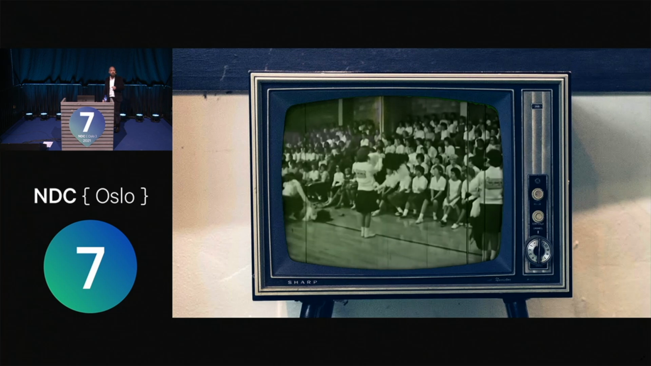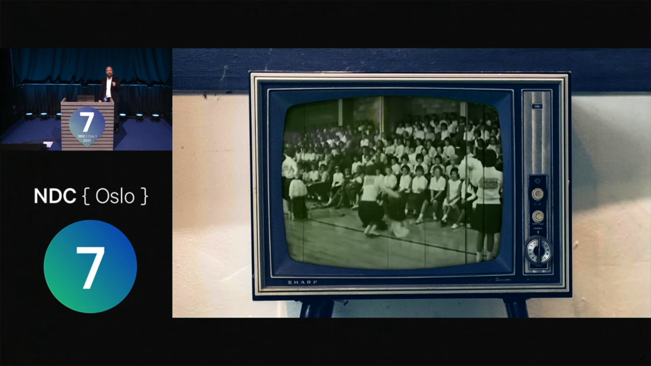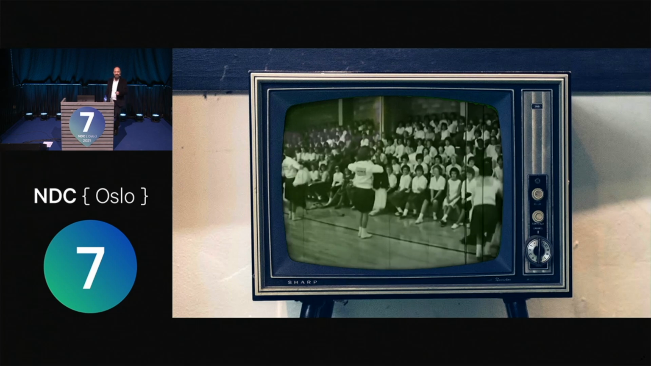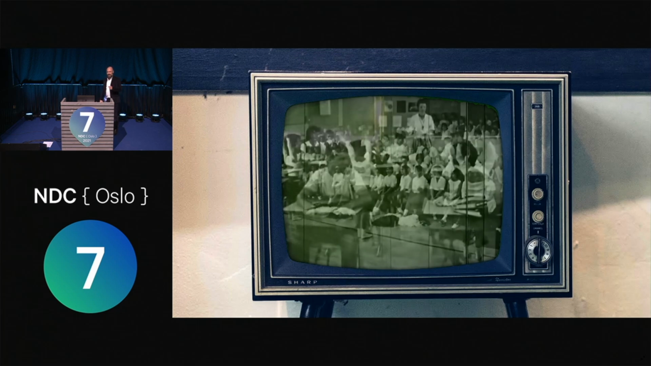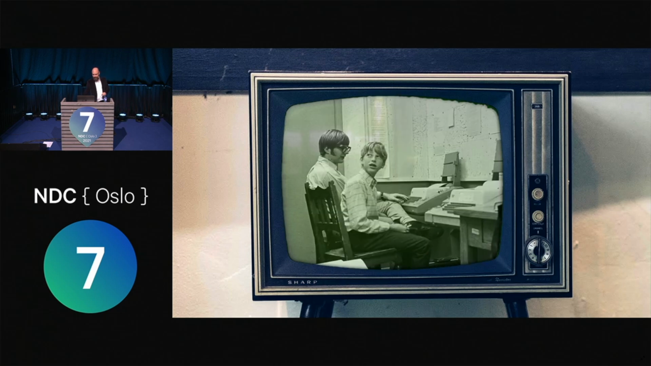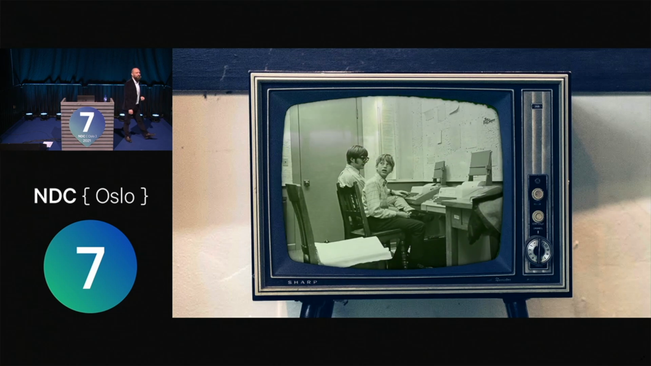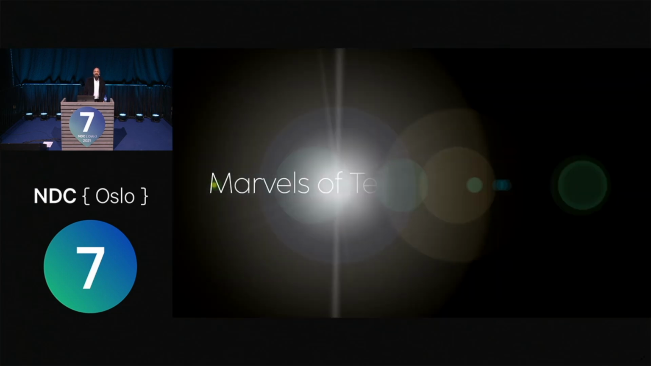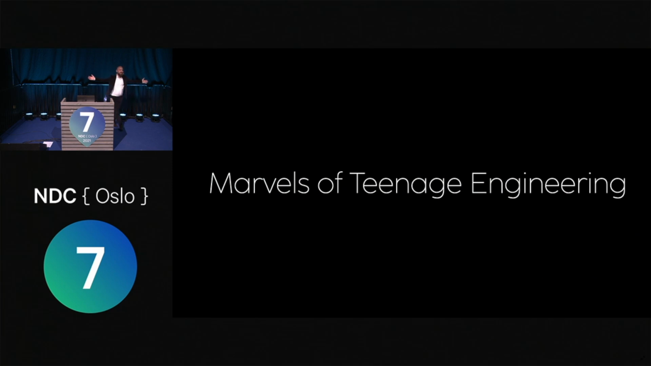One of them also wrote a little Easter egg in there so he could sit next to the girl he was fond of at his high school, and they got their computer time back. Those two were Bill Gates and Paul Allen, and it's a tale of ingenious teenage engineering that went on to become something much, much bigger. And I think that's an inspiring story to end with, to see just how far teenagers with the right kind of motivation can get. Ladies and gentlemen, this has been the marvels of teenage engineering.